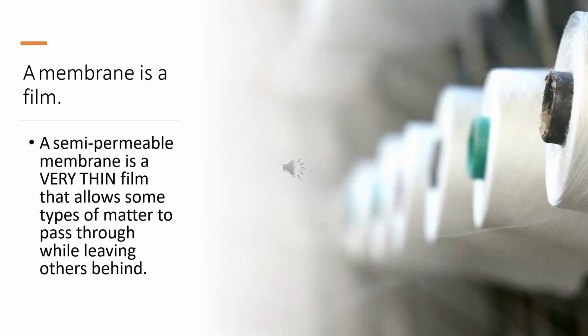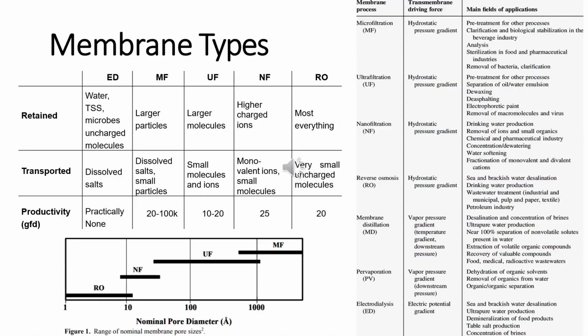A membrane is actually a semi-permeable film. It is a very thin film that allows some types of matter to pass through while leaving others behind. The membrane filters act as a barrier to separate contaminants from water, or they remove particles contaminating the water. We have reverse osmosis, ultrafiltration, and nanofiltration. All use membranes in their different filtration processes. So we have a few different membrane types for different types of application.